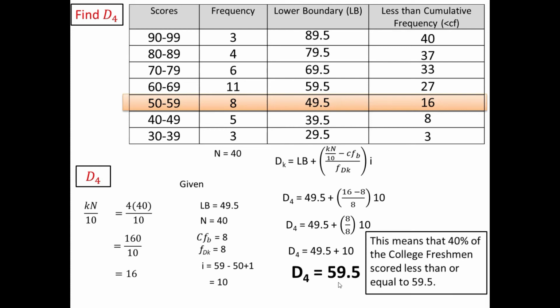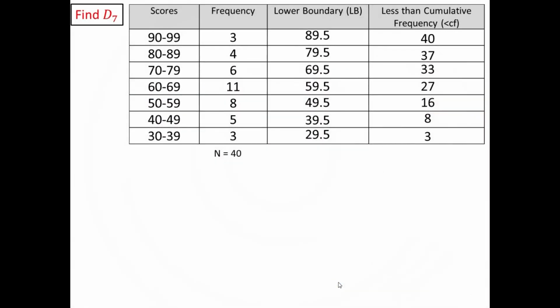Interpretation. This means that 40% of the college freshmen scored less than or equal to 59.5. I hope this is clear to everybody, but let's have the next part. Using the same given, hanapin naman natin si 7th decile. Ito pa rin yung ating given. So, kinopya na lang natin yung ginawa natin kanina.